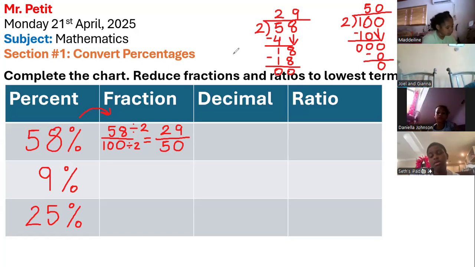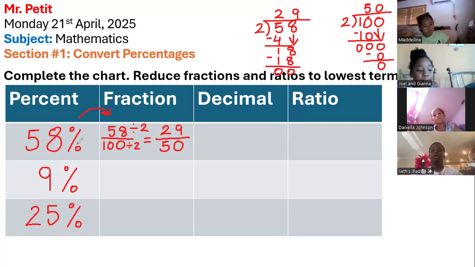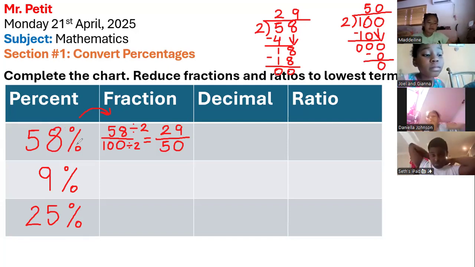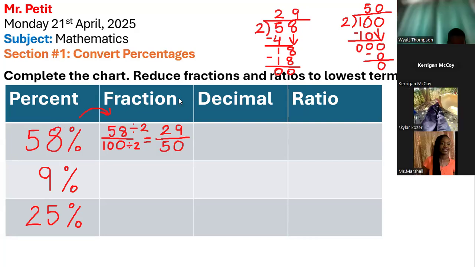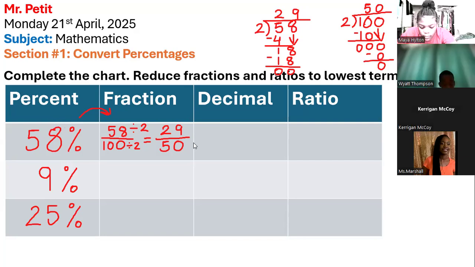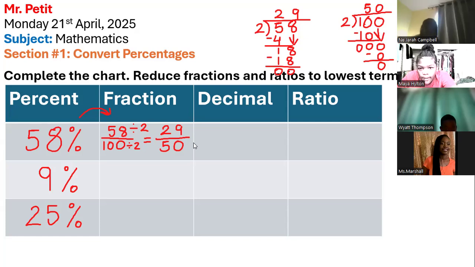All right. Madeline, do you understand how I got 58%? Yes, sir. Good. Joel and Gianna, do you all understand how I got 29 over 50? Yes, sir. Good. Where's Skylar? Turn on your camera. I don't see you. Sorry. And where's Kerrigan? You need to turn on your camera as well.